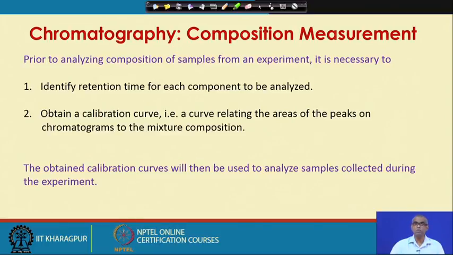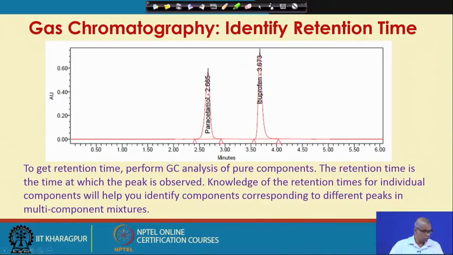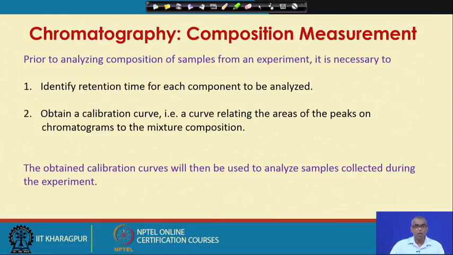Two important pieces of information must be known to us. First, we need to identify the retention time for each component to be analyzed, and then we need to obtain a calibration curve, that is a curve relating the areas of the peaks on chromatograms to the mixture composition. The obtained calibration curves will then be used to analyze samples collected during the experiment.